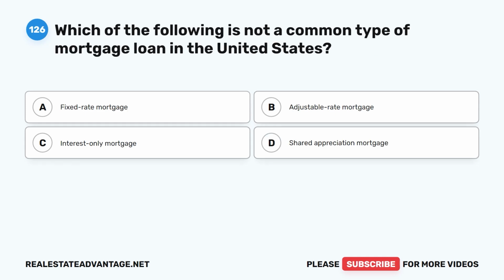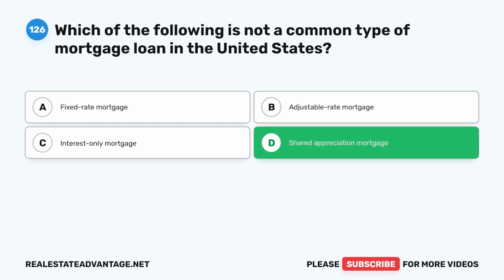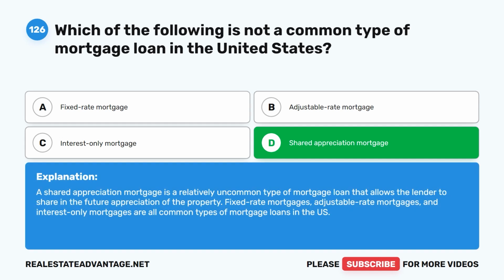Question 126. Which of the following is not a common type of mortgage loan in the United States? A. Fixed-rate mortgage. B. Adjustable rate mortgage. C. Interest-only mortgage. D. Shared appreciation mortgage. The correct answer is D. Shared appreciation mortgage. A shared appreciation mortgage is a relatively uncommon type of mortgage loan that allows the lender to share in the future appreciation of the property. Fixed-rate mortgages, adjustable rate mortgages, and interest-only mortgages are all common types of mortgage loans in the U.S.